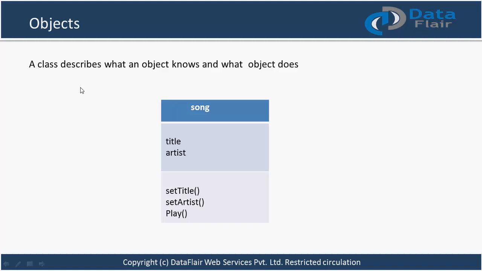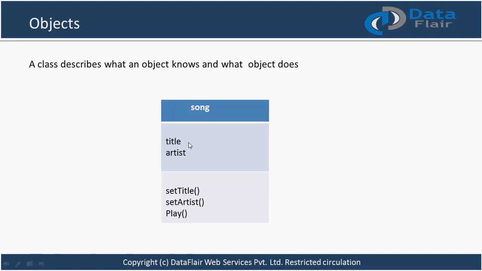A class provides a definition for an object. The behavior of the object is defined by the class. What the object knows is defined by the class. So when you say you have an object, that means that object knows something and that object does something. An object knows something with the help of variables, and an object does something with the help of methods.